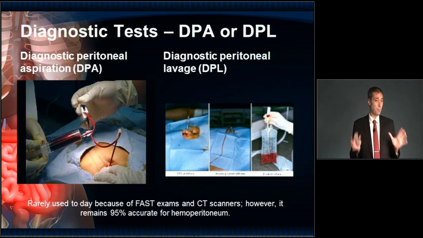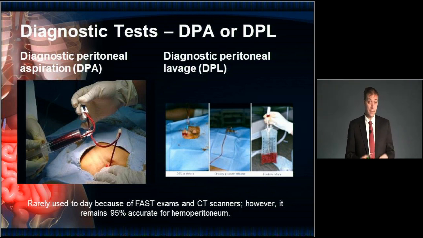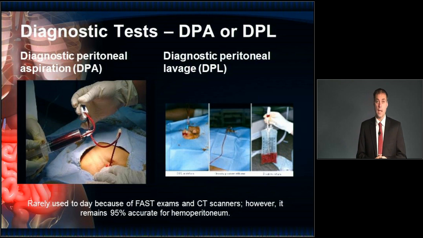A test that's rarely done today, but it is still considered accurate and may still be done in rare cases, especially if a CT scanner is not immediately available, would be a DPA, diagnostic peritoneal aspiration, or a DPL, diagnostic peritoneal lavage. It wasn't that many years ago that we did these all the time, but with the advent of CT scanners, they almost became non-existent, and so today they're rarely used. However, they do remain 95% accurate for detecting blood in the peritoneum.